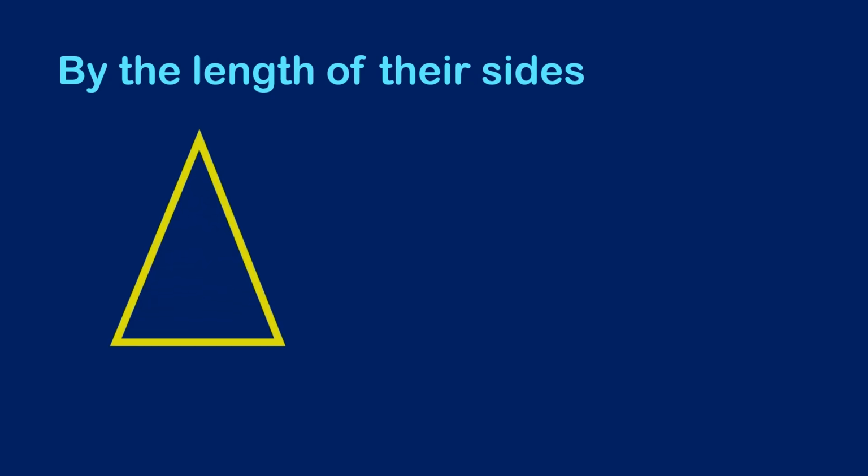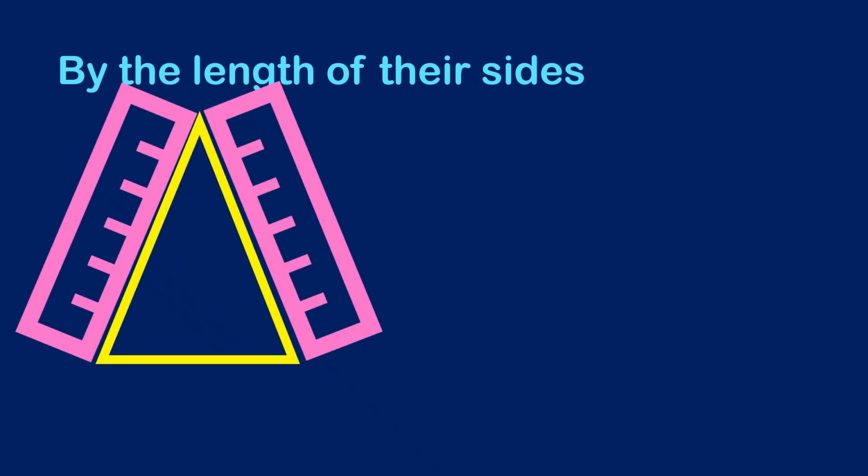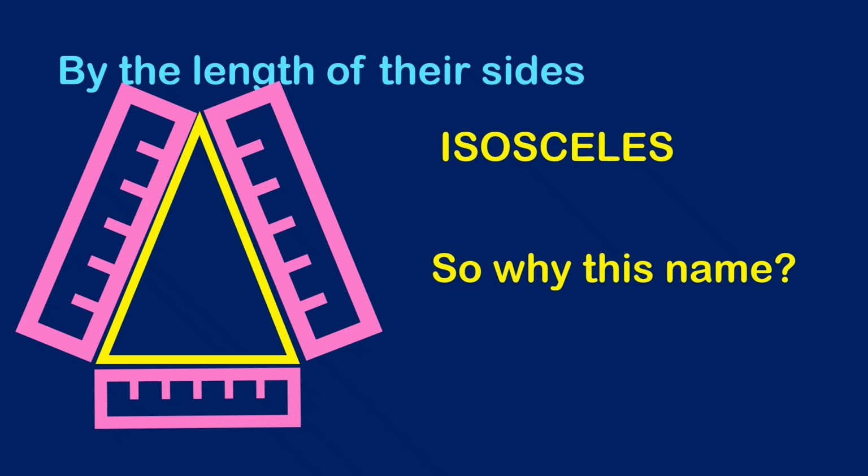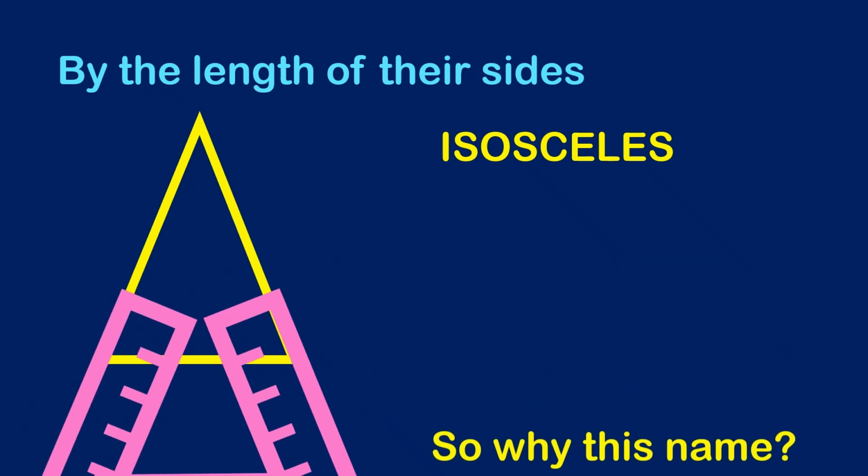How about this guy? Okay, we have those two sides being the same, but this one not so much. So it has two sides that are the same. It's called isosceles. But why this name? Well, let's see.